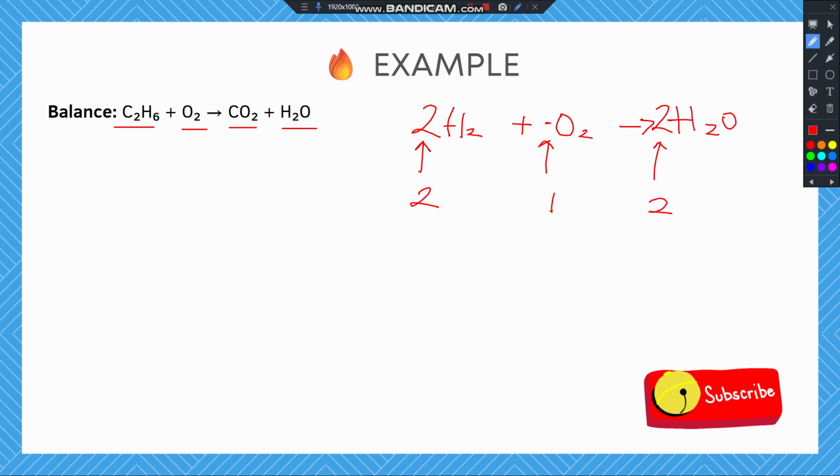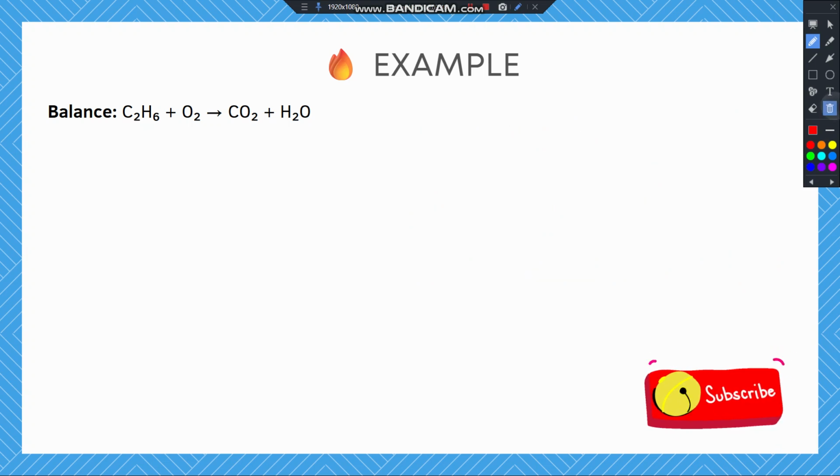What this simply means is that at the point where this equation was not yet balanced, hydrogen plus oxygen giving us water, if we were to use the algebraic method, we'll simply use letters A, B, and C to represent these coefficients: A representing the number 2, B representing the number 1, and C representing the number 2. So that is the first step to balancing a chemical equation using the algebraic method. We'll simply use letters to represent the coefficients that should be assigned to every compound. So let's do that very quickly.